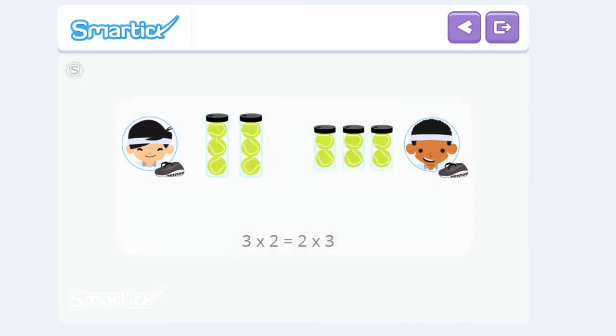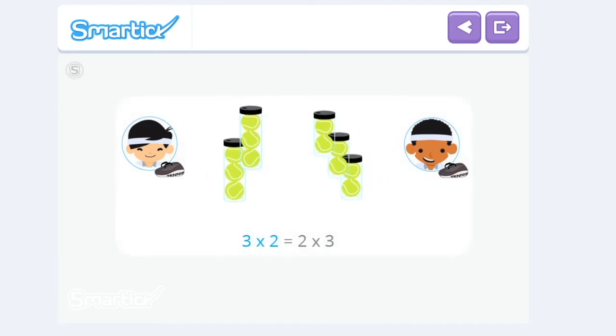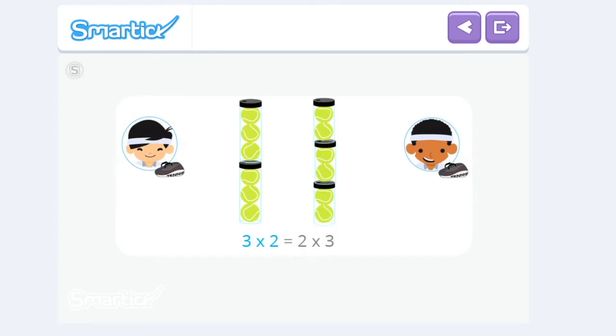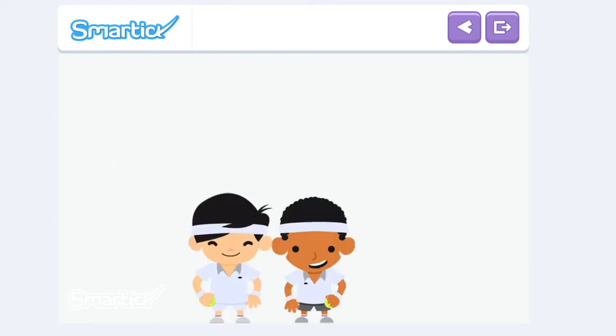Max and Otto have the same number of tennis balls. Therefore, the multiplication 3 multiplied by 2 is equal to the multiplication 2 multiplied by 3. The order of the multiplication doesn't matter because the result doesn't change.